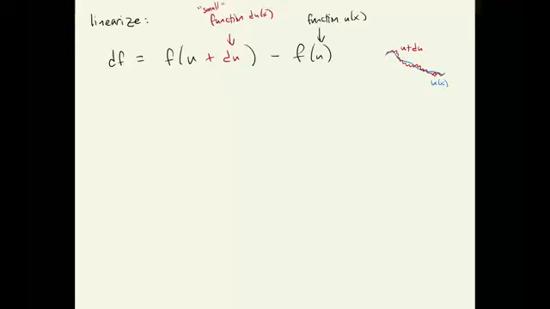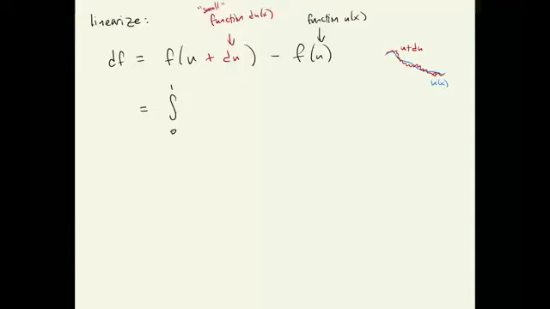Right? So you're going to change that function by a little bit anywhere you want. It has to be small, and so we can drop terms that go like du squared. Right? And so what is this? So this is the integral from 0 to 1 of sine of u of x dx, where I said f was that.